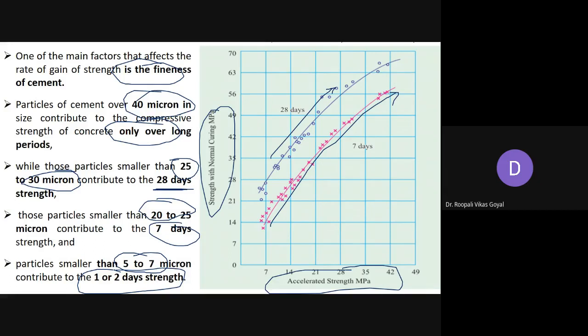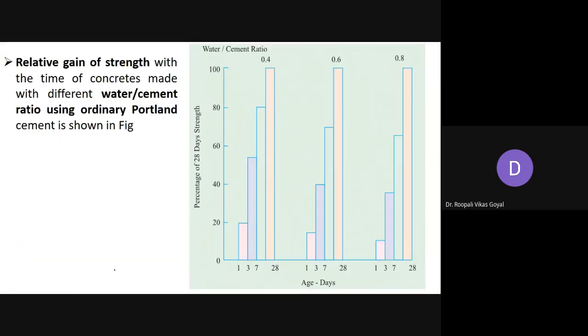Generally, this relative gain of strength with time, for concrete made with different water cement ratios using OPC, shows that a perfect relationship is established. You can see this is 1 day, 3 days, 7 days, and 28 days. So there is a good relationship that was observed for all water cement ratios.